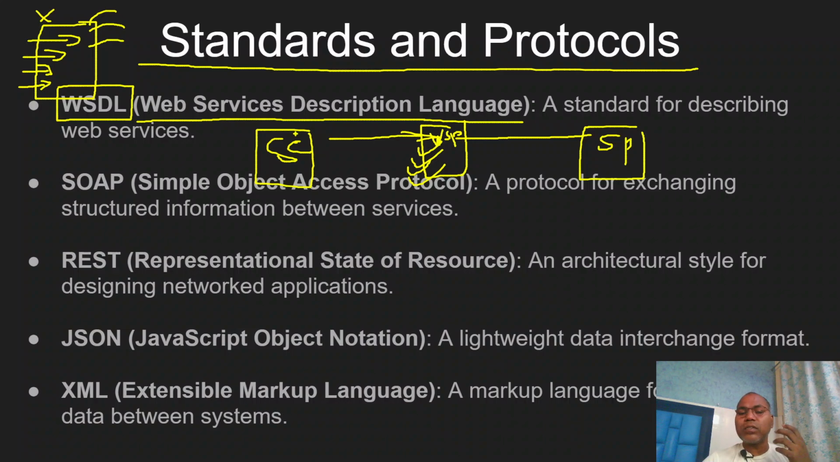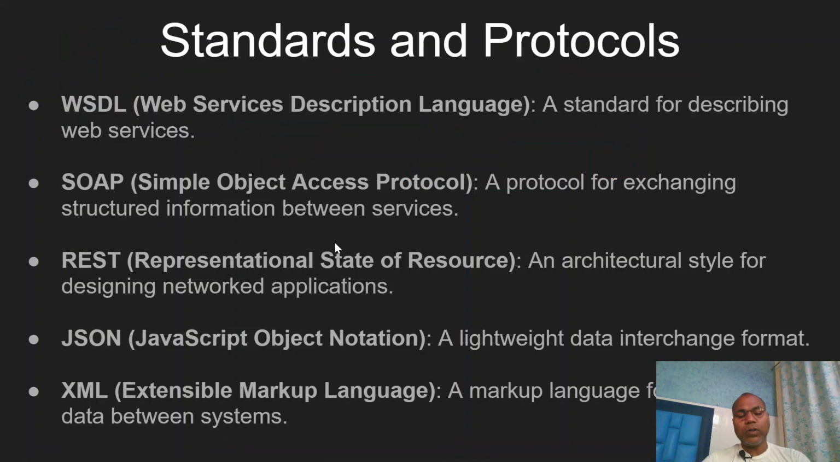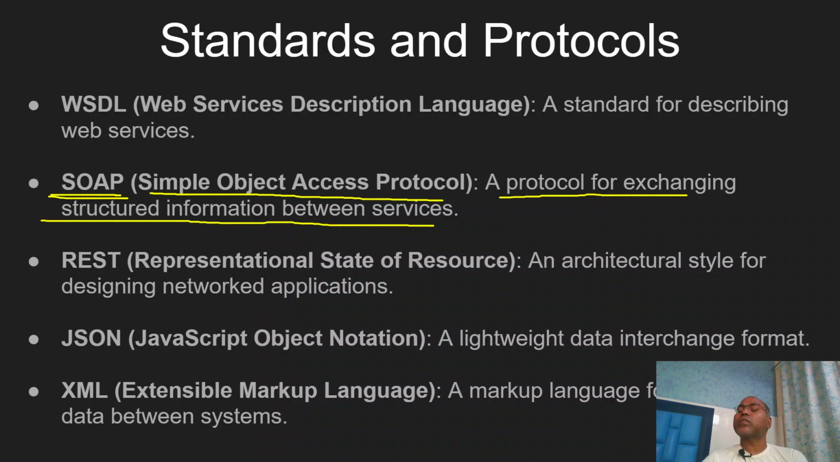And once they know this is the standard definition, service oriented architecture also provides standard protocols, like SOAP, like the HTTP protocol, the FTP protocol. Similarly, service oriented architecture defines a standard protocol, the Simple Object Access Protocol. This protocol is for exchanging structured information between the services. It has a well-defined structure, which is already defined in your WSDL file.